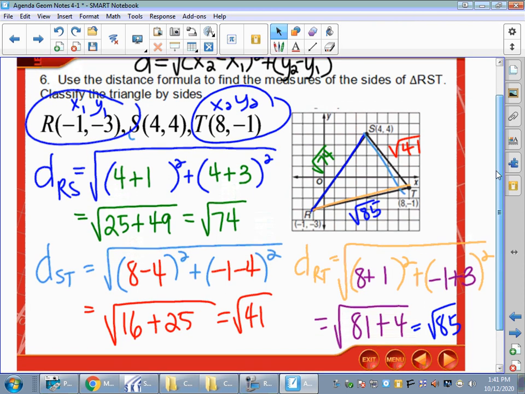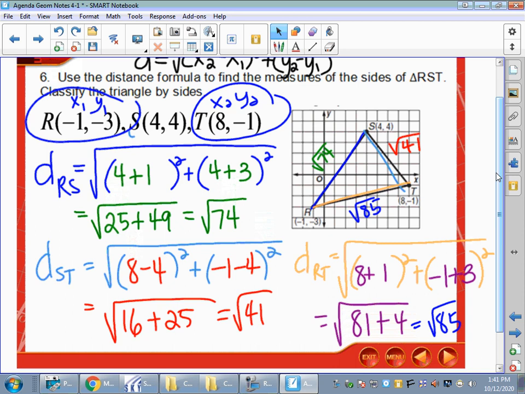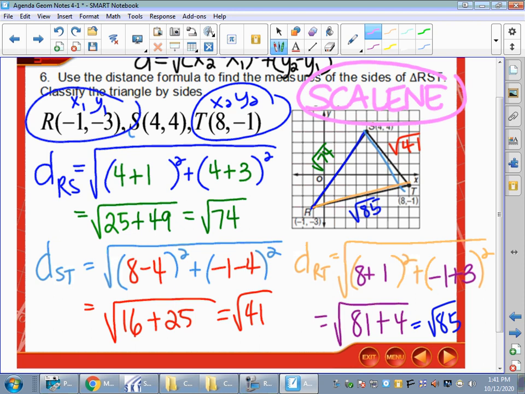However, I've got everything I need to now answer the final statement, which says, classify the triangle by its sides. So if I've got a square root of 41, a square root of 74, and a square root of 85, do I have an equilateral, an isosceles, or a scalene triangle? Hopefully you see I've got no congruent sides. So this is a scalene triangle. Final answer and end of section 4.1. Lots of review, maybe a little bit of new.